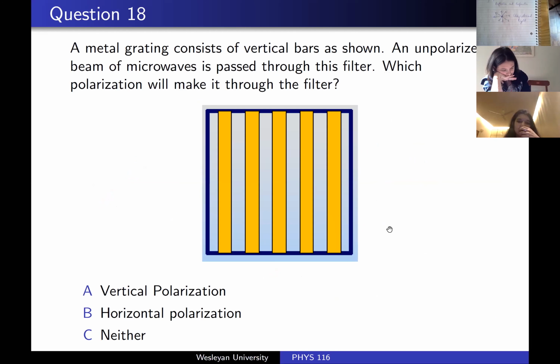And the reason behind this is because of the electric field. Actually, yes, one quick question here. Here we have a metal grating. It's just metal rods soldered onto a frame, and we're sending microwaves through. Microwaves are just electromagnetic radiation, so we can talk about the polarization of microwaves. So we send an unpolarized beam of microwaves through this filter. Which one will make it through? Any last votes?